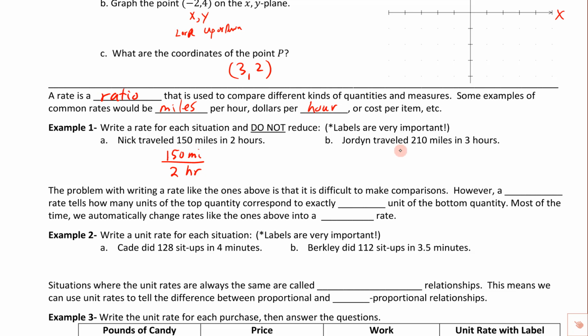Jordan traveled 210 miles in 3 hours. So 210, we're going to put the miles on the top, and then we're going to put 3 hours on the bottom. Okay?